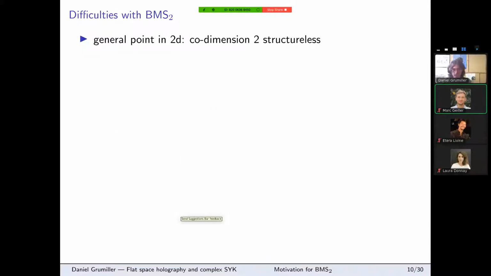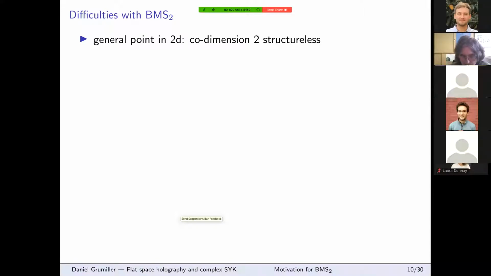Okay, so before starting, let me also point out some potential difficulties. A general point in 2 dimensions is that codimension 2, which is the dimension of relevance for your boundary charges, they're always codimension 2 charges. So codimension 2 is structureless in 2 dimensions, and well, you might be worried about this, but it's sort of okay in the AdS2 context, so maybe it's also sort of okay for BMS2 as well.